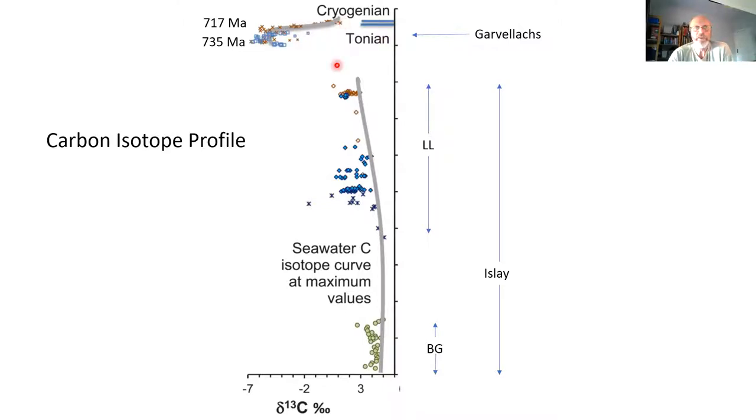So this all tells us something, and this is the bit where those strontium isotopes were that tell us we're pre-Sturtian. It all seems to tie together, but we could just do with some absolute ages on Islay or the Garvellachs to make sure that what we are anticipating has happened is actually real.